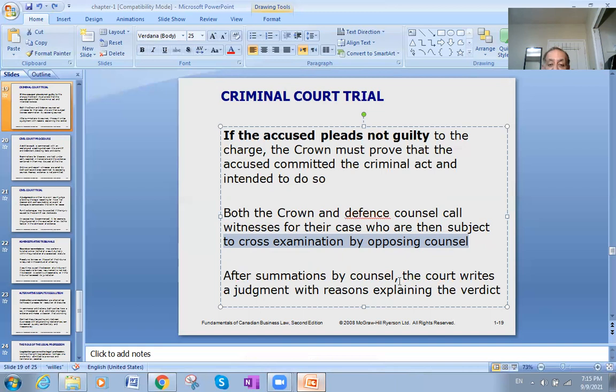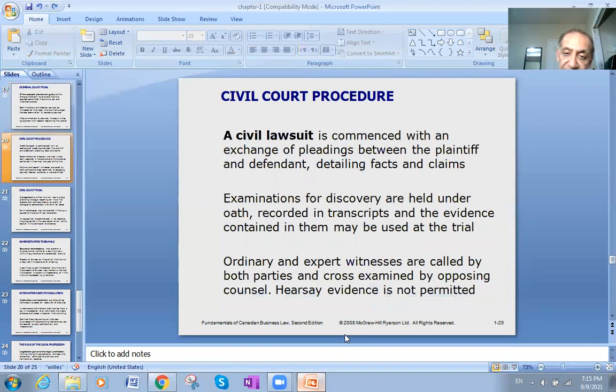After summation by the counsel, the court writes a judgment with the reasons explaining the verdict. Like, why did we accuse him? Why did we say that he is guilty? The court will do this.